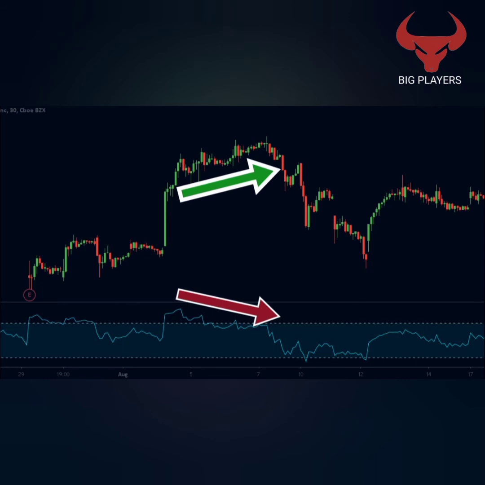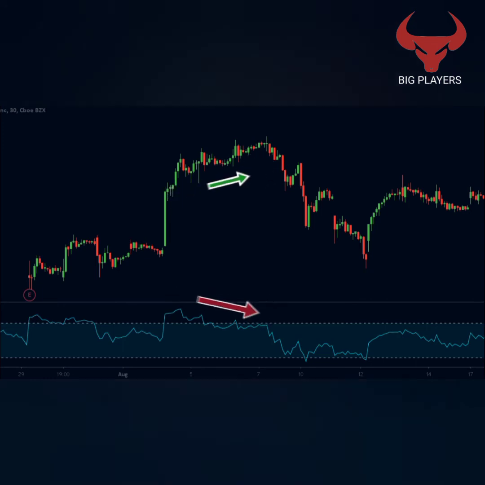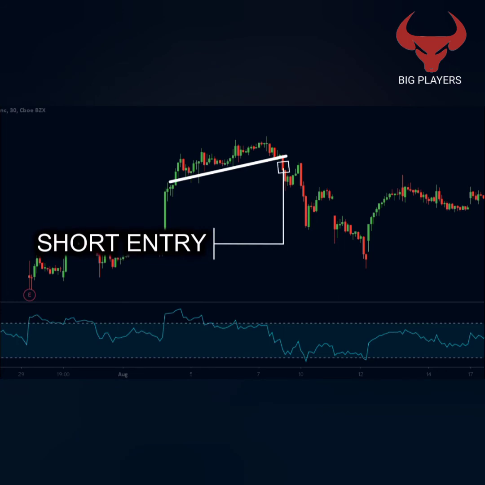But we will not go short here. Not yet. Instead, we will create a short-term trend line. We will do this by connecting the recent swing lows. Here is how the trend line will look. After creating the short-term trend line, we will wait for the price to break the trend line. After the price successfully breaks below the trend line, we will place a short entry.